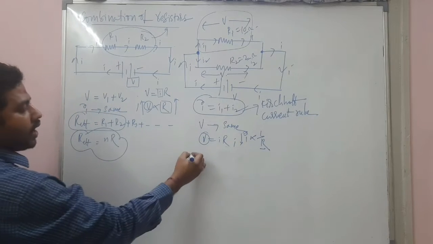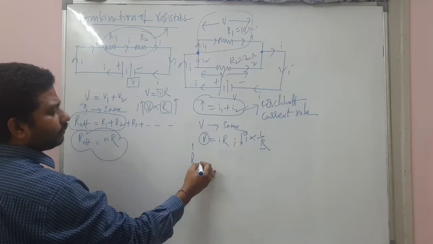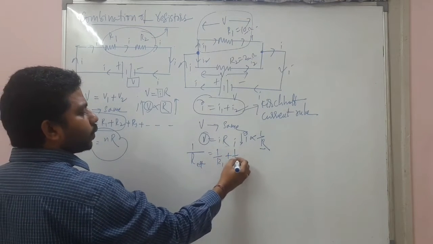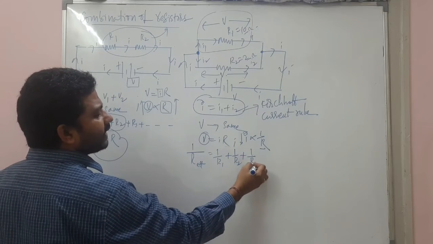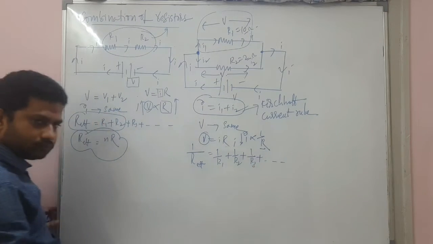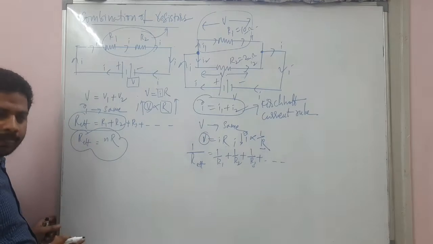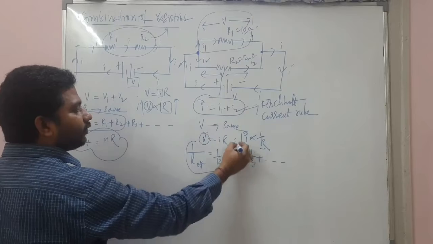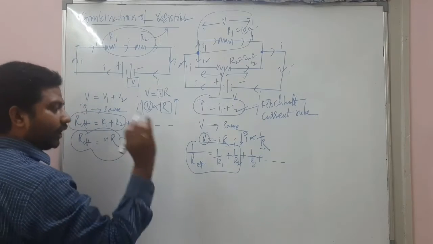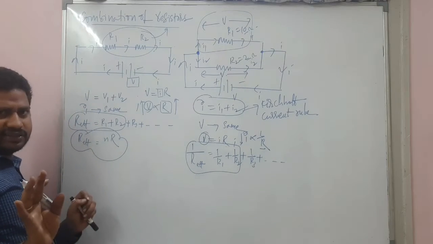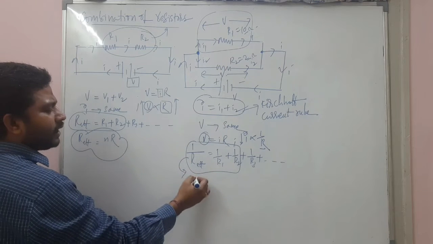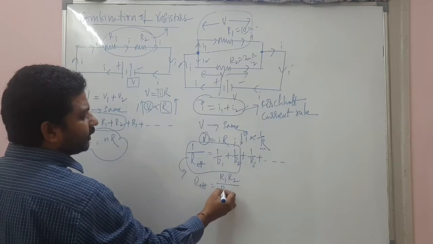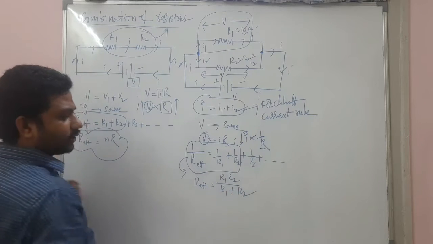Okay, now effective resistance: 1 by R effective is equal to 1 by R1 plus 1 by R2 plus 1 by R3 and so on. Here there are two resistances we have considered and we will be focusing on them. Okay, this is the formula for effective resistance. And generally we say R effective is equal to R1 R2 divided by R1 plus R2.